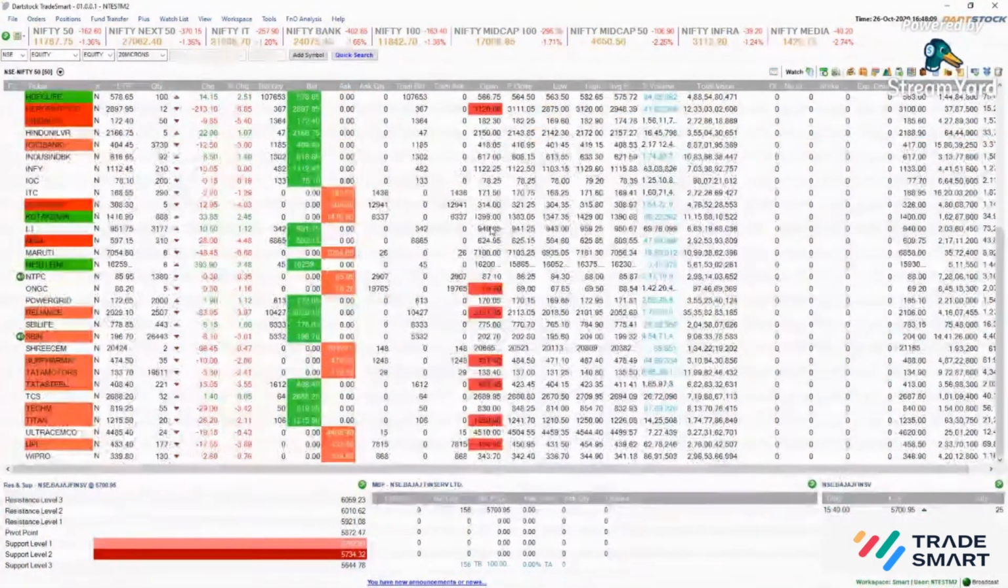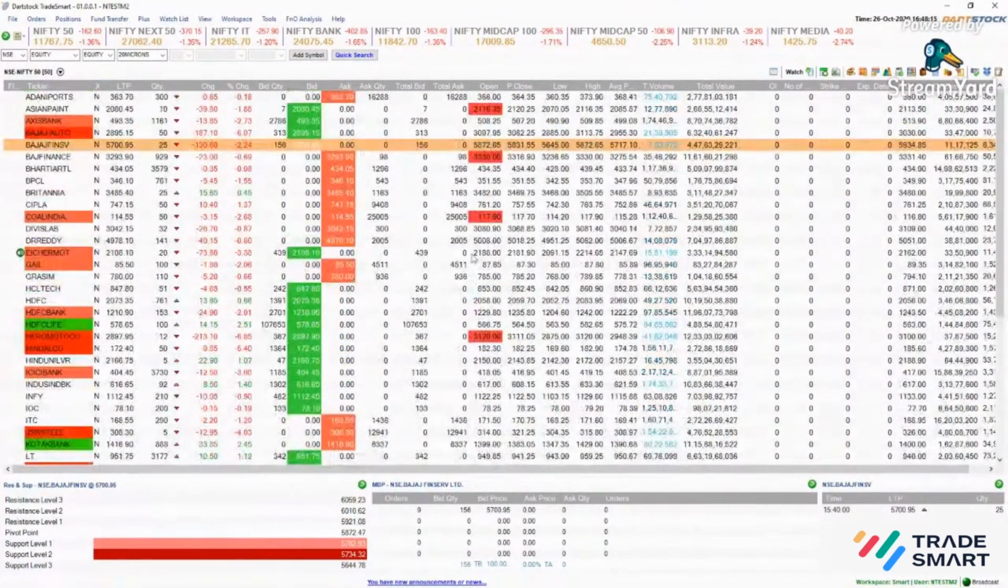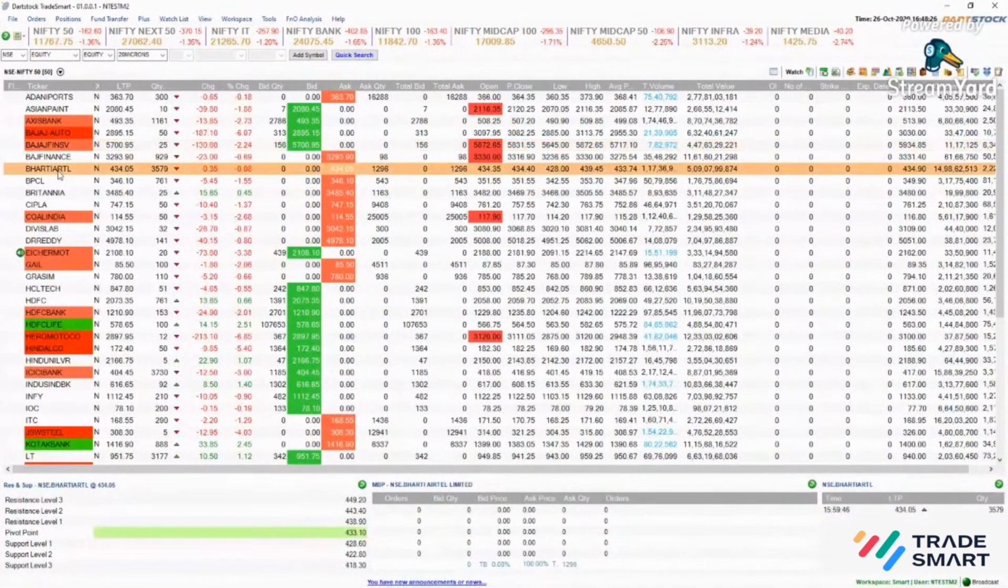So today you see that most markets were pretty much down. I think the market was pretty volatile as well as stretched downside today. So most of the stocks were sitting at open high. And coming back to this, by any chance, if you want to jump towards Bharti Airtel.